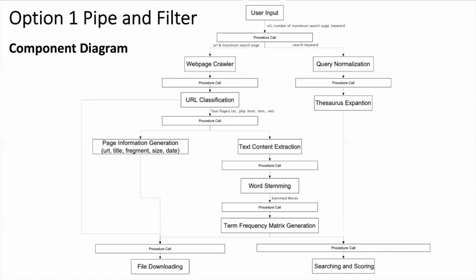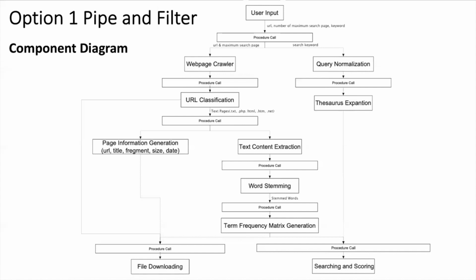And we'll generate a file of this classification for later downloading. Then the page information generation component will collect base information of these pages like URL, title, fragment, which is a small part of the page content, size, and modification date. And we'll generate an Excel file to store this information for further downloading.